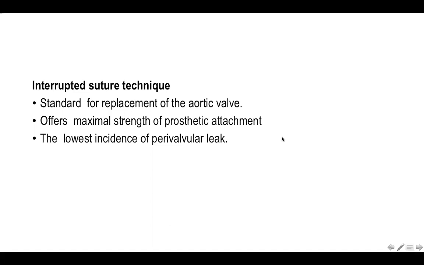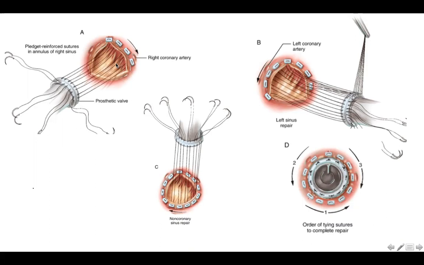As you see in the picture, it starts with a double-needle suture of different colors, usually white and green, with a pledget. It starts from the commissure between the left and right, and then passes through the sewing ring. Usually you put the pledget on the aortic wall; in case of a small annulus, which I will mention later, put it on the ventricular side as a supra-annular technique. Then after you complete that area, continue counterclockwise to the left one, then the non-coronary sinus, passing through the valve.